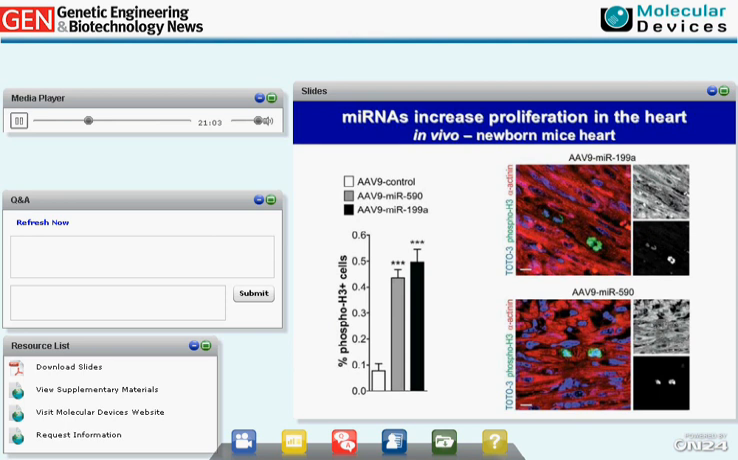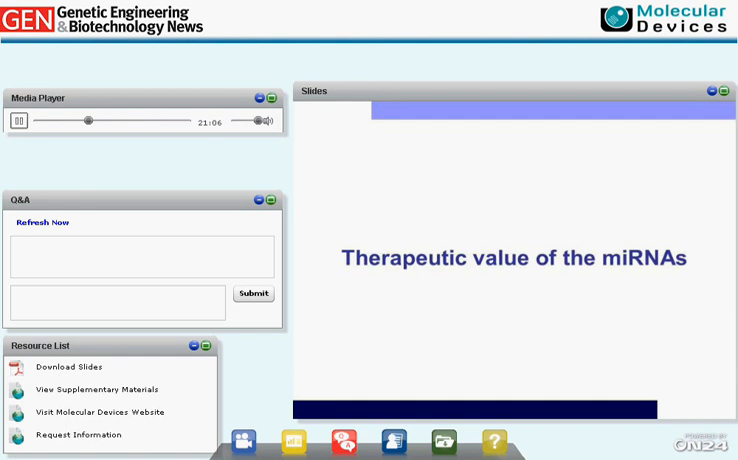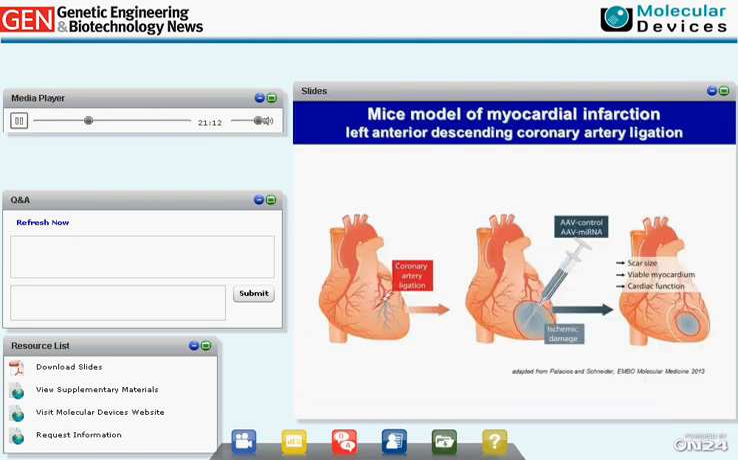So the final question is whether these microRNAs can have any therapeutic value. To address this, what we did was to induce a myocardial infarction in a mouse model. We did this by a ligation of the coronary artery that creates an ischemic area.